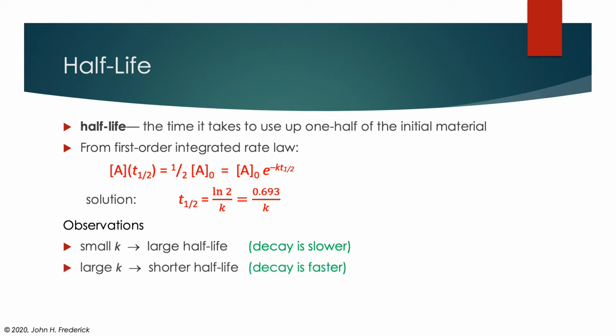A large k, on the other hand, would be a shorter half-life. k in the denominator, if it's larger, is going to give a smaller T1/2. So we can see right here a direct correlation between the value of k and the speed of the reaction. And the speed of the reaction is going to be directly related to the size of k. Now the half-life, as I mentioned, depends only on k and not on A0.